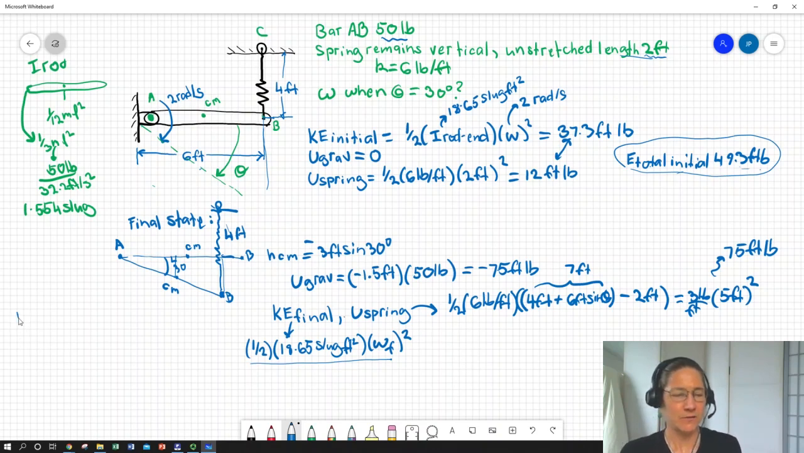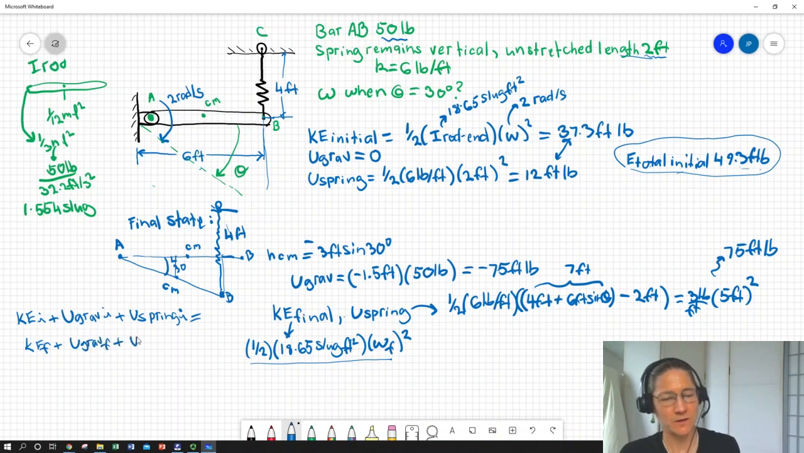As it is, we could have written KE initial plus U grav initial plus U spring initial equals KE final plus U grav final plus U spring.